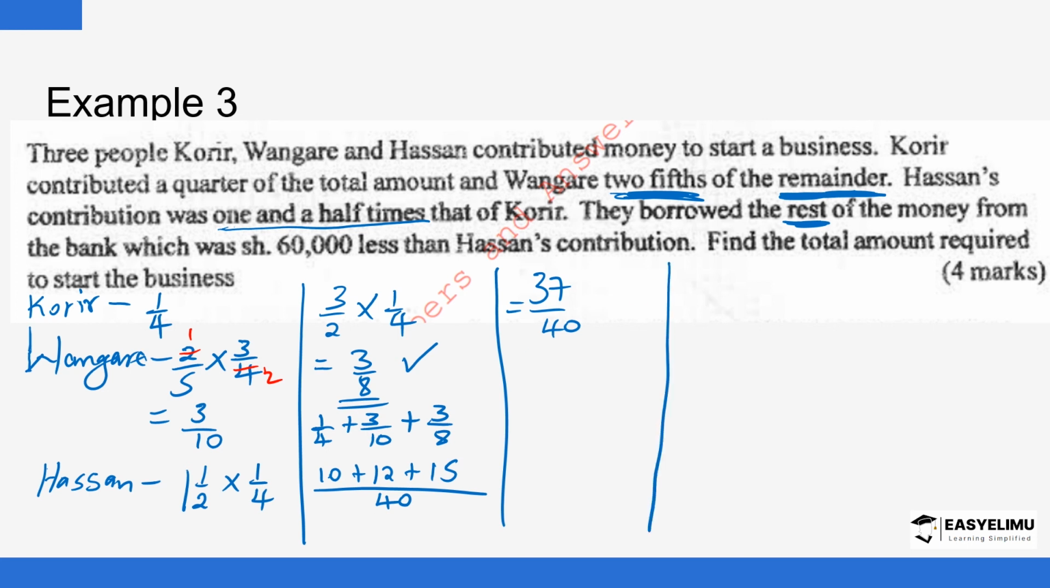So what remains? You call it the rest. So the rest is 1 minus what has been contributed by the 3, which is 37 over 40. So again, this is over 1. So the LCM again is 40. So 40 divided by 1 is 40, and 40 times 1 is 40. Minus 40 divided by 40 is 1, and 1 by 37 here is 37. So what remains, which is termed as the rest here, is 3 over 40.